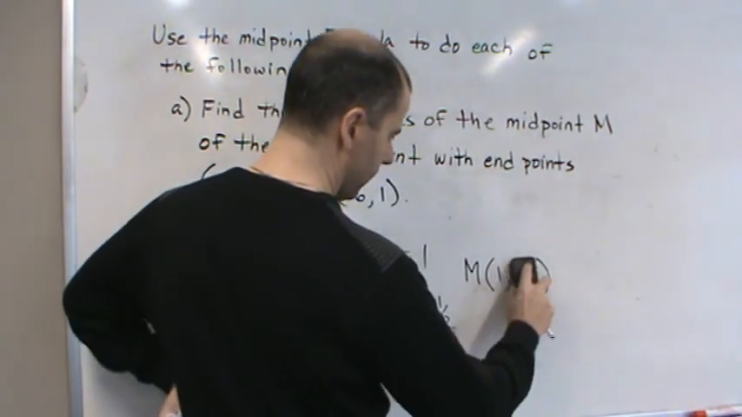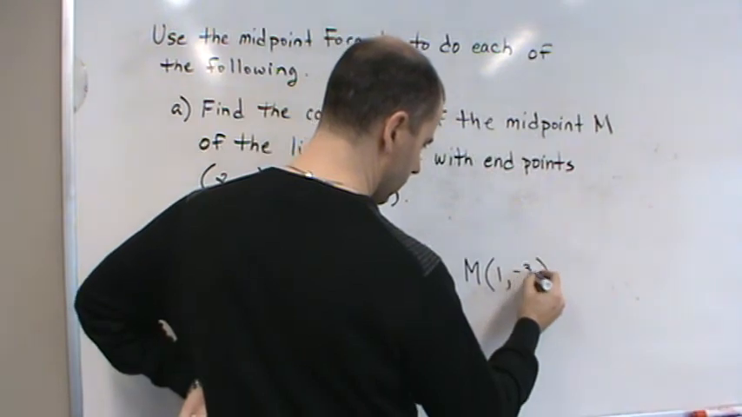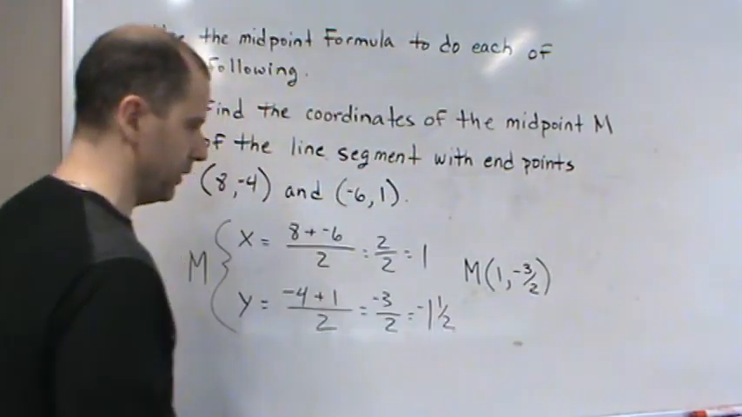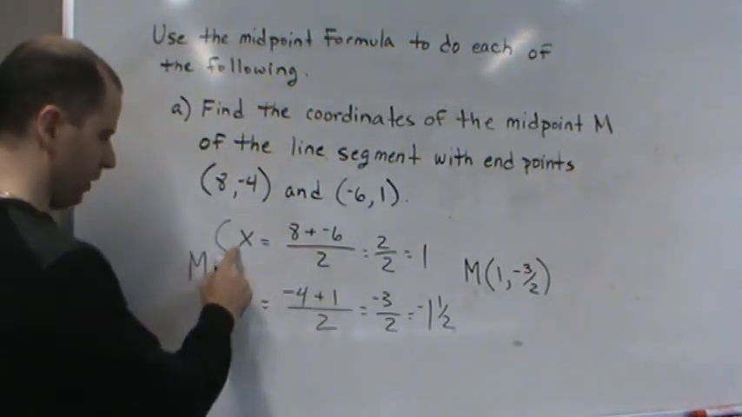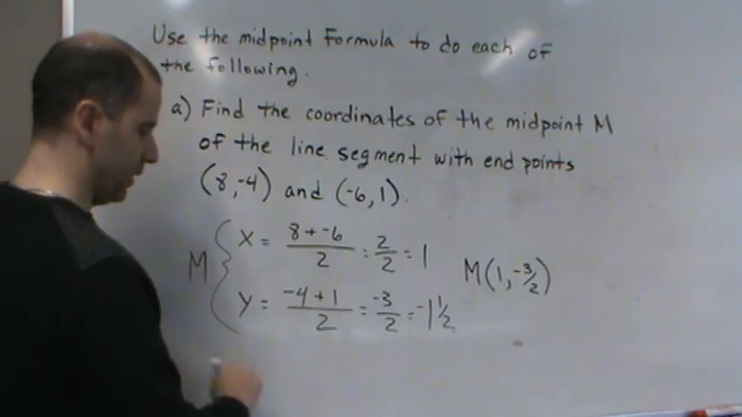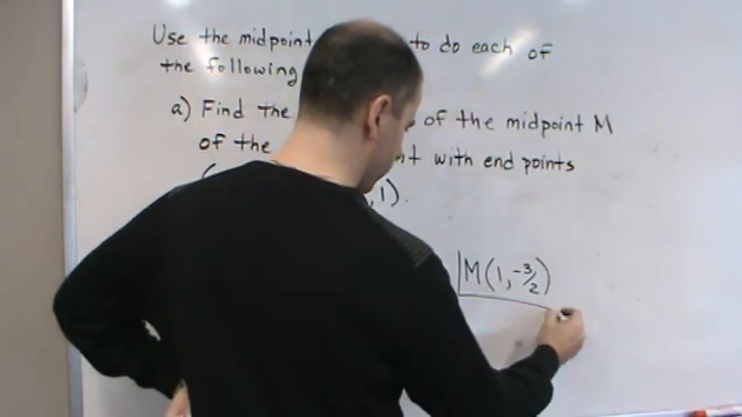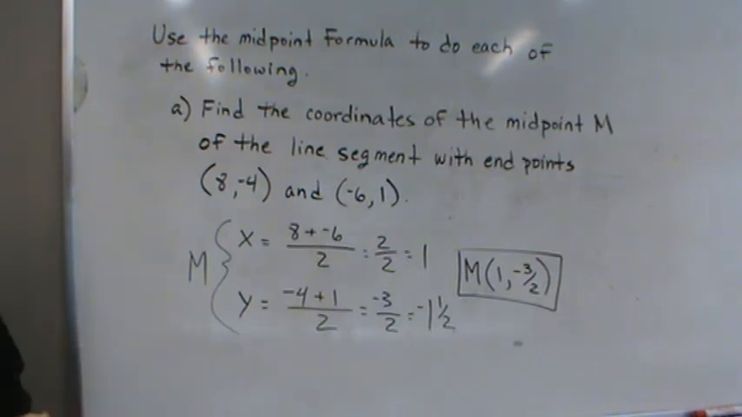And again, I'm not too picky, but if you want to leave this as negative 3 halves, that's fine too. Okay. But the main thing is be able to use the midpoint formula to find the midpoint between any 2 points. And that's it. So the next one is going to be slightly different, but we're still going to be able to use the midpoint formula.